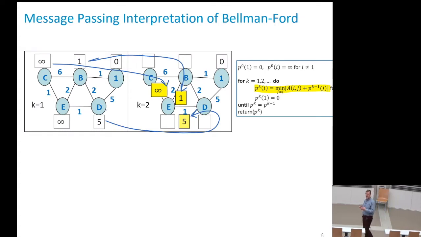So we can think of this line of code, which is here, as saying, node I asks each of its neighbor j, what is your estimate? I add to your estimate the cost of going to you, and I compare all the results of all my neighbors. I take the best one.